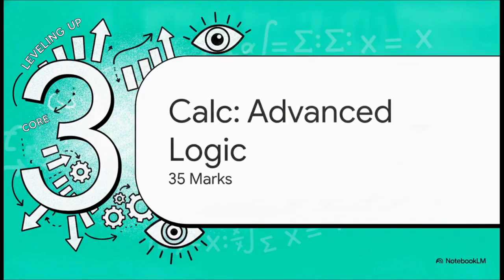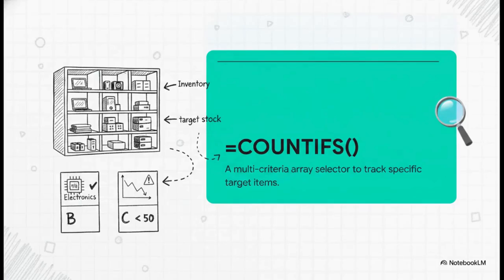Next up is Section 3, Calc and Advanced Logical Counting. Now we are moving into the real core score booster of the exam. This part is worth a massive 35 marks, so mastering the multi-criteria expression is absolutely crucial here. We're talking about the equals, COUNTIFS formula, and make sure you don't forget that vital S at the end.